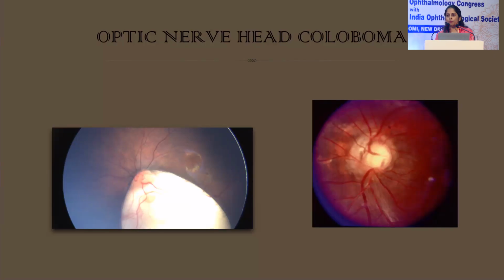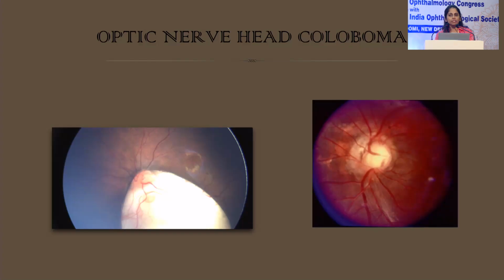Of course, optic nerve head coloboma is also quite common. Whenever it is associated with a choroidal coloboma, it is quite easy to identify. Isolated optic nerve head colobomas are quite confusing. Sometimes it can be mistaken for a glaucomatous optic atrophy or glaucomatous nerve damage. So it is always important to identify these conditions.